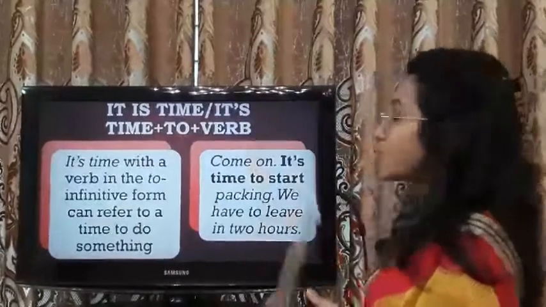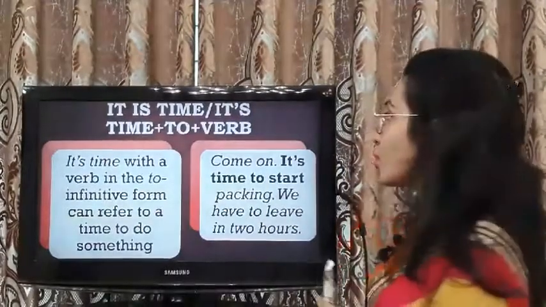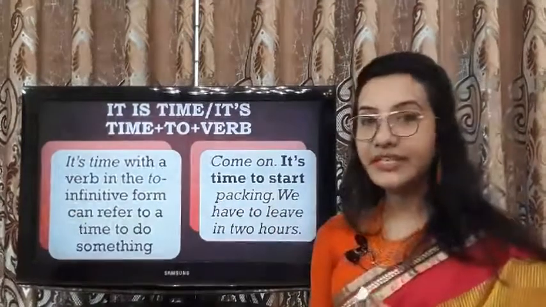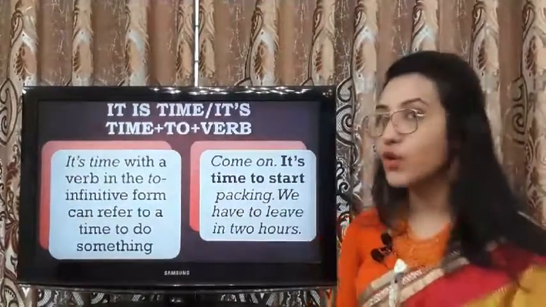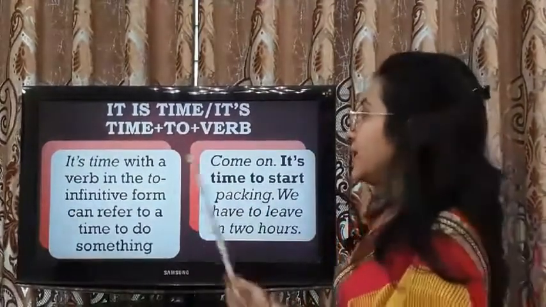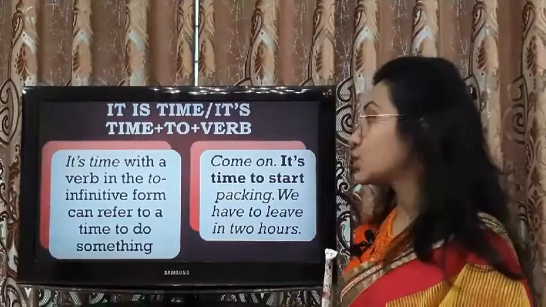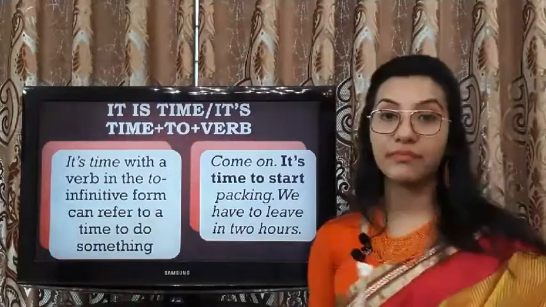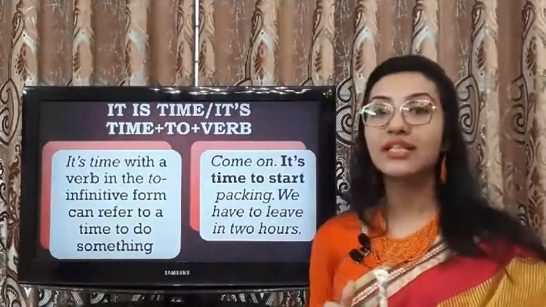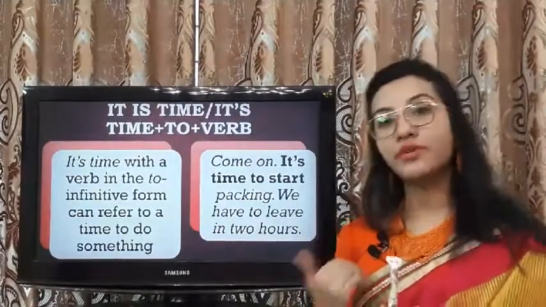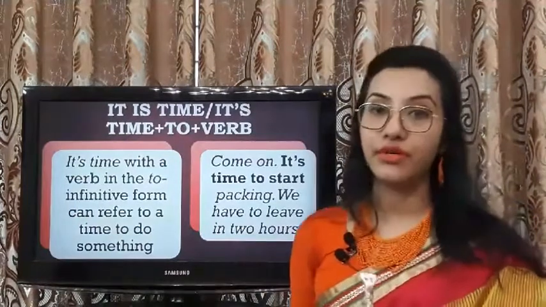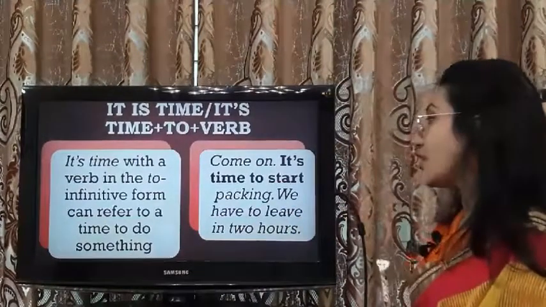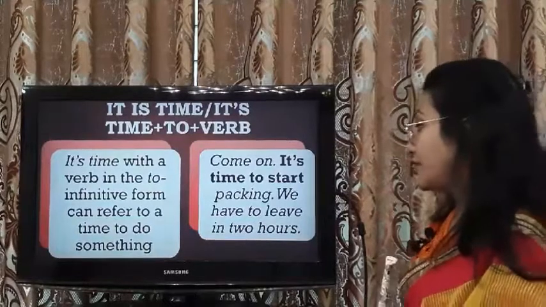Now the first one is it is time or it's time to plus verb. It's time plus to plus verb. When do we use it? Let's see. It's time with a verb in the to infinitive form can refer to a time to do something. At this moment, if I should do some work, I can use it's time. For example, come on, it's time to start packing. We have to leave in 2 hours.